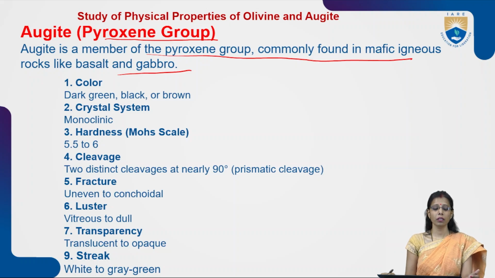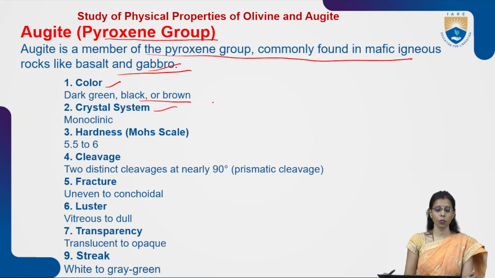Now, this augite is basically found in basalt and gabbro. Basalt and gabbro are igneous rocks which contain mafic content. Mafic means magnesium and iron. Now, color: if you see the physical properties here, the color of augite is dark green, black or brown. So it comes in three colors, dark green, black or brown. Now, the crystal system is monoclinic.